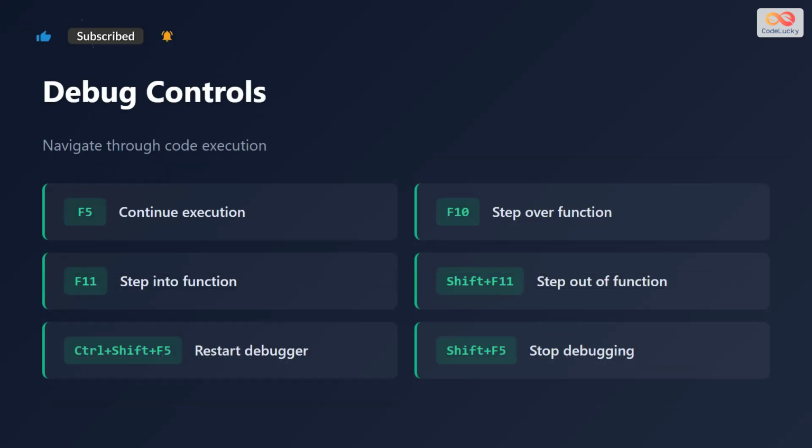Once your debugger is paused at a breakpoint, you have 6 essential keyboard shortcuts to control execution. Press F5 to continue running the script until it hits the next breakpoint or completes. F10 steps over a function, meaning it executes the function but doesn't pause inside it. F11 steps into a function, allowing you to debug the code inside that function line by line. Shift plus F11 steps out of the current function and returns to the calling code. Control plus Shift plus F5 restarts the entire debugging session from the beginning. Finally, Shift plus F5 stops debugging completely and terminates the script. Mastering these controls lets you navigate through your code efficiently.